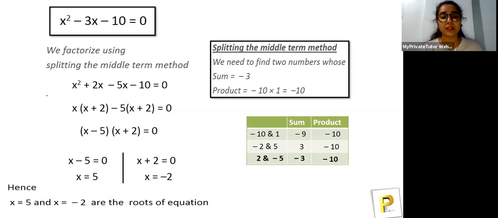You split the middle term. After splitting the middle term, multiply the first term and the third term, and you'll get an answer. Whatever answer you get, split it into such numbers that their product will be your answer and their addition or subtraction will be your middle term. Okay, let's move towards the next question.